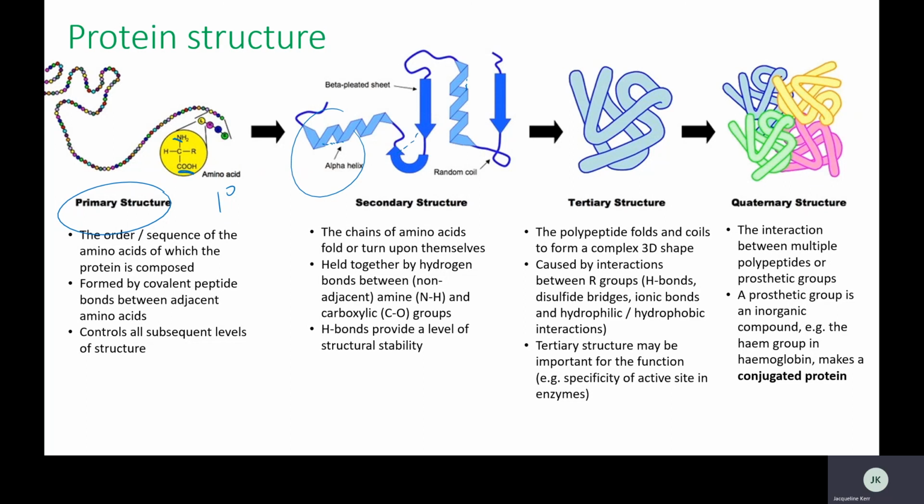So you're going to have slightly different mechanisms of folding, and it will depend on what the sequence of amino acids is, so that there are these little groups poking out near each other, and they're going to interact, the amine and carboxylic acid groups. And they're held together and stabilized by hydrogen bonds. So that gives us our secondary structure here.